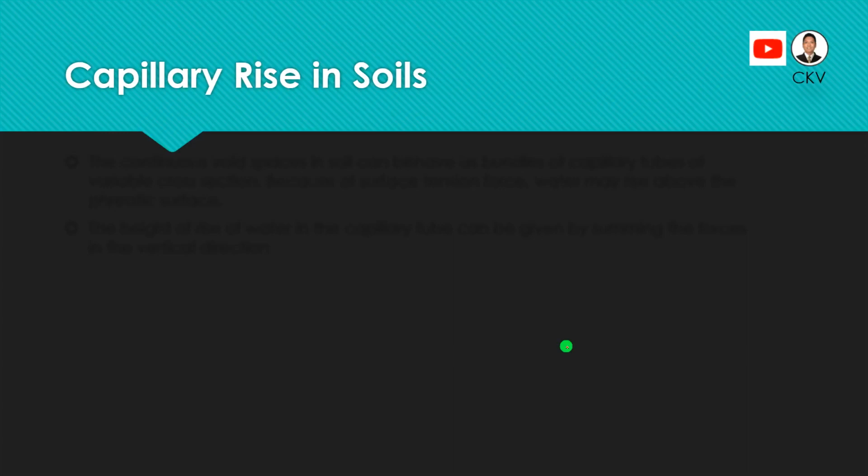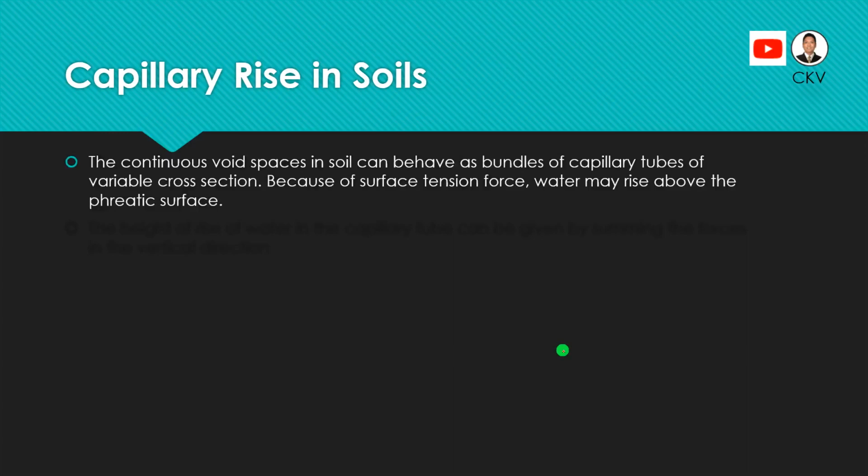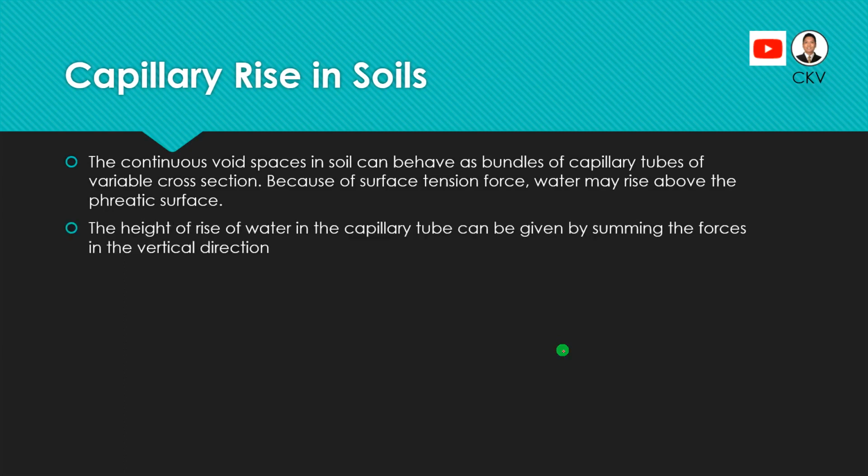For the capillary rise in soils, the continuous void spaces in soil can behave as bundles of capillary tubes of variable cross-section. Because of surface tension force, water may rise above the phreatic surface.